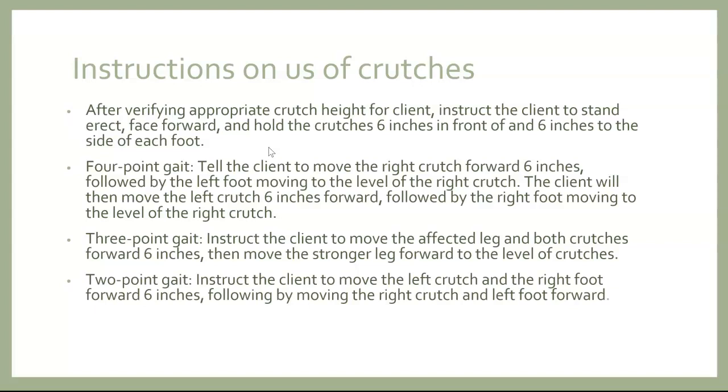And then the 3-point gait is to instruct the client to move the affected leg and both crutches forward 6 inches. Then move the stronger leg forward to the level of the crutches. So that's a 3-point gait. And then 2-point is instruct the client to move the left crutch and the right foot forward 6 inches, followed by moving the right crutch and the left foot forward.